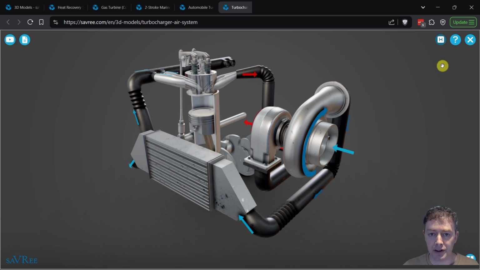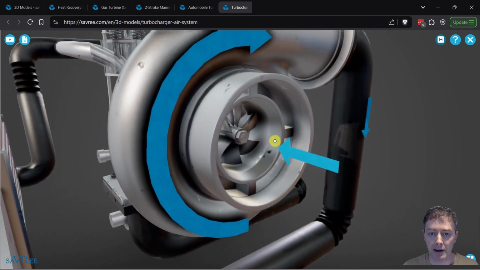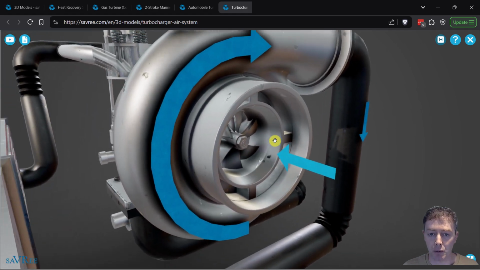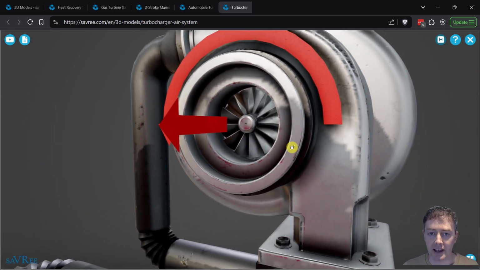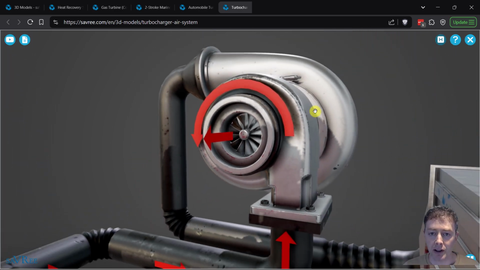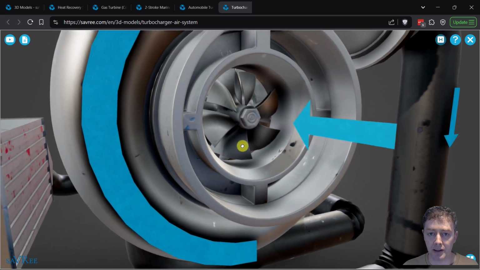Here is our first example. What we're looking at here is a turbocharger. That's this item here. Got a blue arrow going in. That's our compressor on one side. And on the other side, we've got our exhaust gas turbine. The turbine is used to drive this compressor wheel over here.